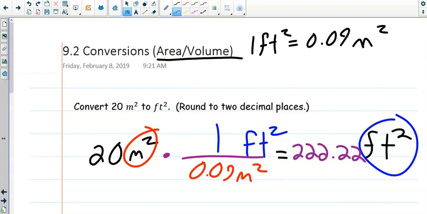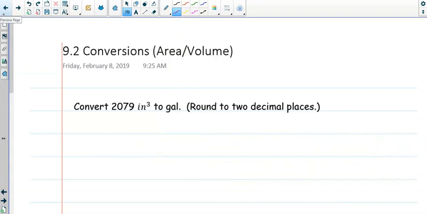So here's another one. Go ahead, pause the video, give it a shot. It works the same way as the other one. And since this one is about inches cubed and gallons, that's volume. Anything that's squared is all about area. Anything that is cubed is all about volume. Kind of helps you out with looking. So pause it, give it a shot.